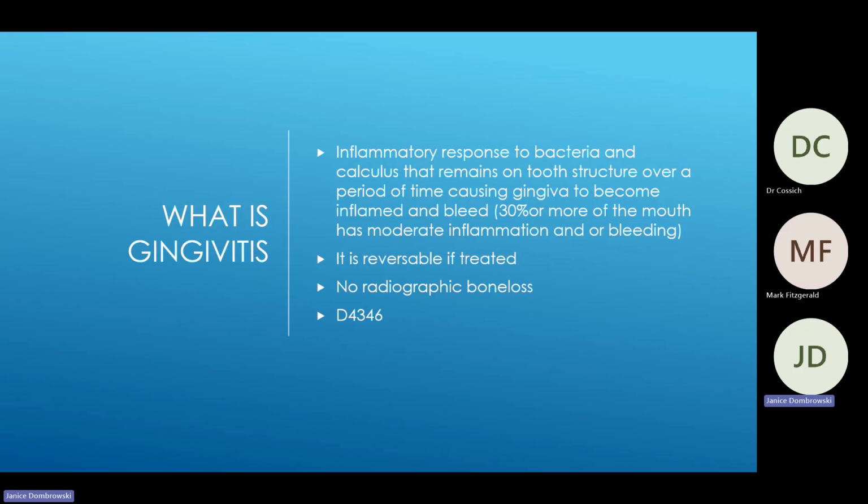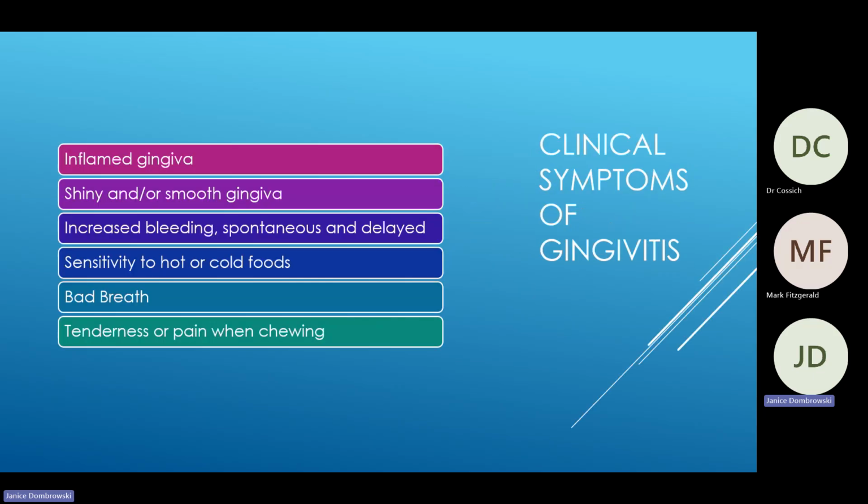So, gingivitis is an inflammatory response to bacteria that has been sitting in their mouth, right? It hasn't gone away. They can't get it off. Sometimes there's calculus there, sometimes there's not, but it is reversible. But we've got to treat it, right? And then we have to follow up. You cannot have radiographic bone loss or attachment loss to call a D4341, D4346. But do use the code, treat what you have diagnosed.